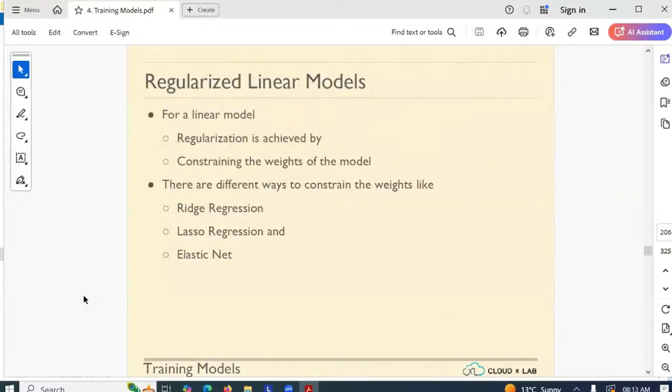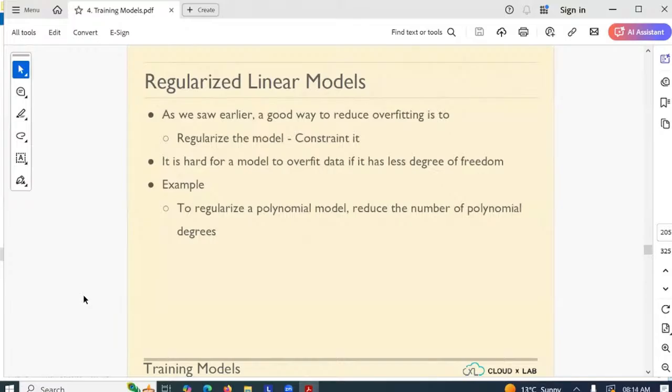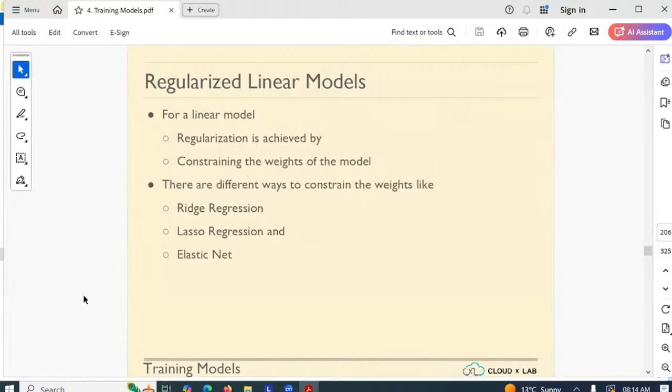So here we will see a linear model. How can we regularize a linear model? But yes, we can also regularize non-linear models, so deep learning models. In fact, any machine learning model you can regularize, right? And we will see here three types of regularization: ridge, lasso, and elastic net.